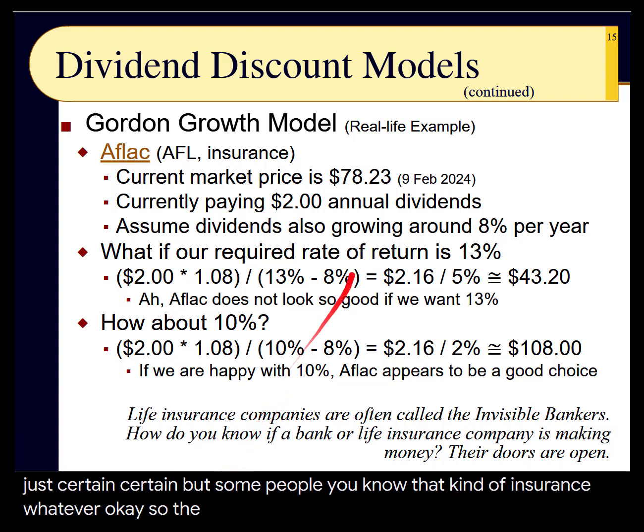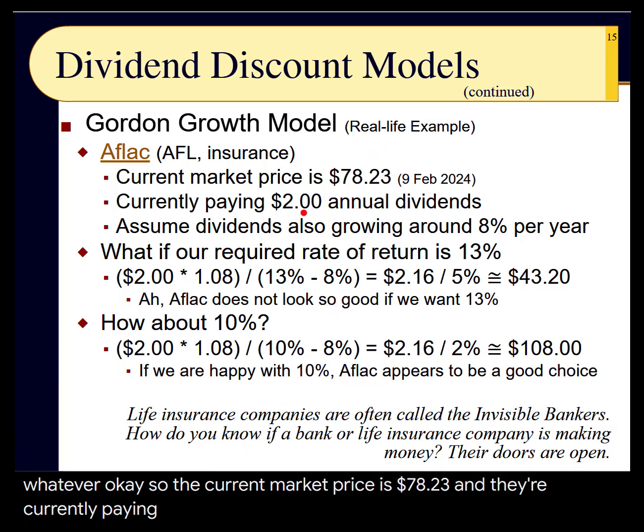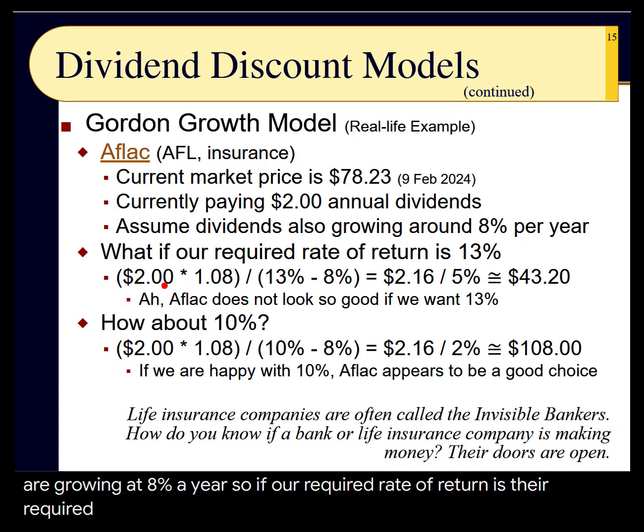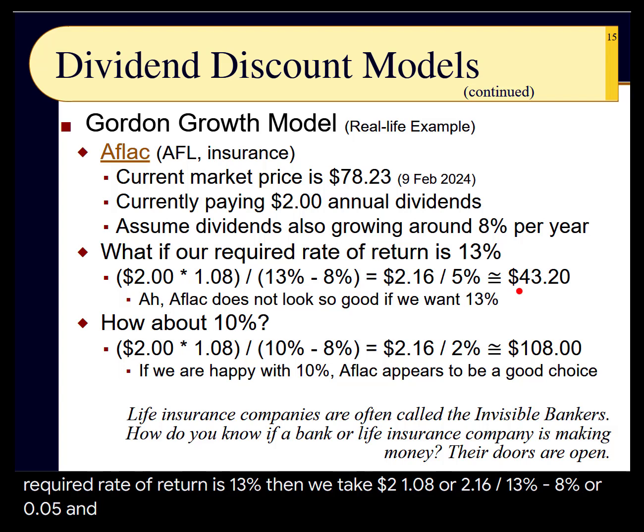Okay, so the current market price is $78.23, and they're currently paying $2 in annual dividends. Again, let's assume the dividends are growing at 8% a year. So if our required rate of return is 13%, then we take $2 times 1.08, or $2.16, divided by 13% minus 8%, or 0.05, and that's $43. Again, Aflac doesn't look so good if we want 13%.